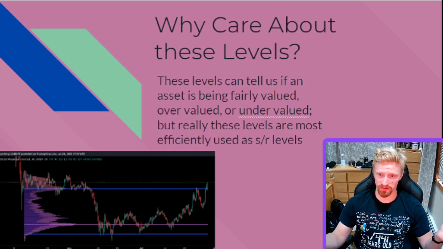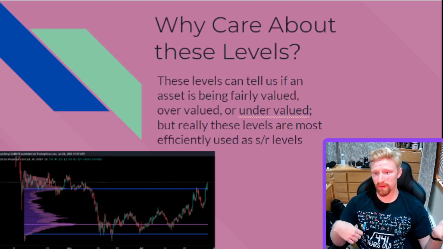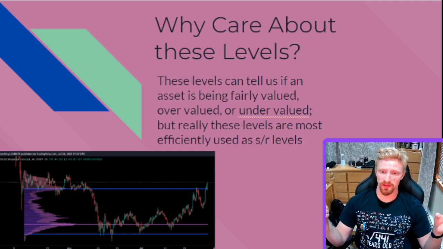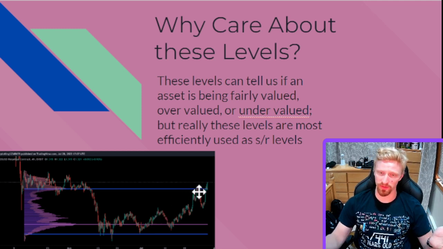So why do we care about these levels? These levels can tell us if an asset is being fairly valued, overvalued, or undervalued, but really these levels are most efficiently used as support and resistance levels. You can see in this diagram, once again, that we held the value area high as support, flipped it to resistance, then came down to the value area low and held it as support. The point of control is very close to the value area low, but we did hold it as support and resistance on lower time frames, and we came back up to the value area high to hold it as resistance. So they're very good levels to trade off of.